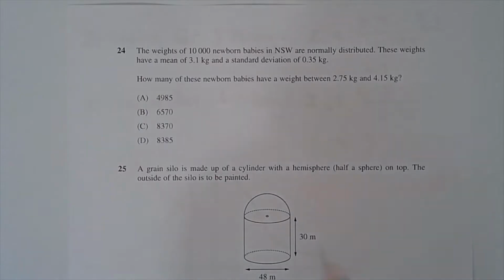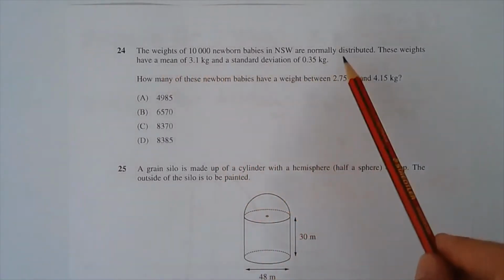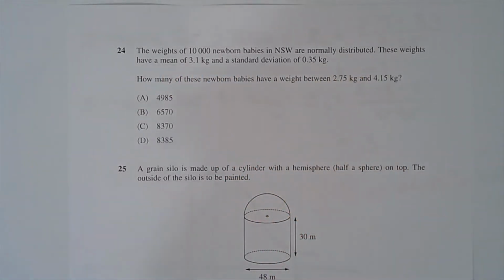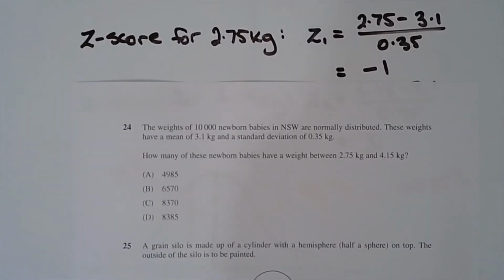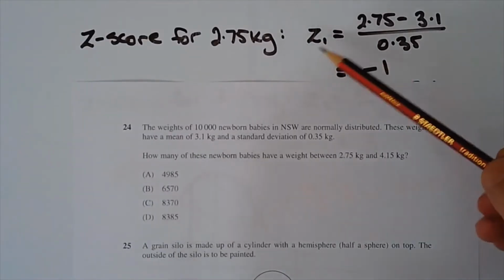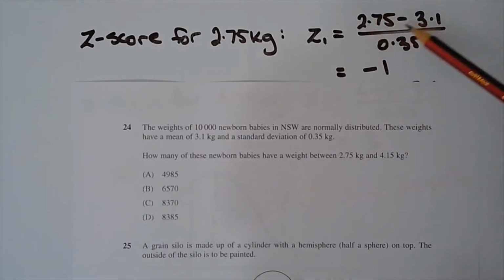Now, the first thing to note is that the weights are normally distributed, which means I'm going to use Z-scores to find the percentage under the normal distribution that corresponds to these two weights. So let's find the Z-score for 2.75 kilograms. I'll call that Z1, which is equal to 2.75 minus the mean, 3.1, divided by the standard deviation, 0.35, and that gives us negative 1.